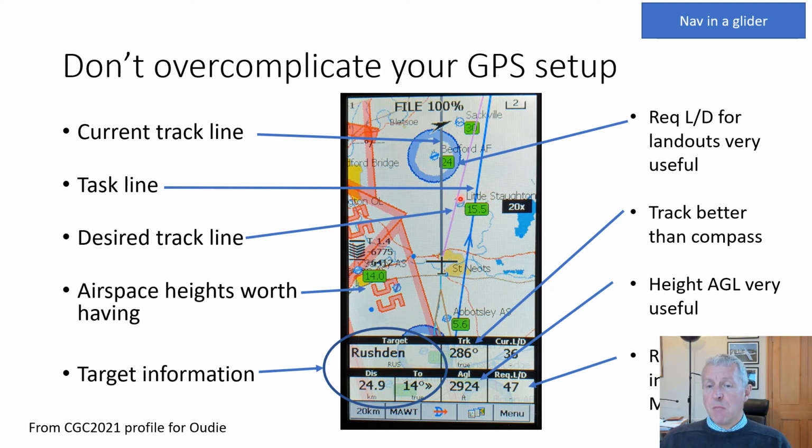I don't have any margin on that, so I might arrive quite low, but it gives me some comfort that I can get there. And if I choose an airfield as my target, then I'm going to see what that required lift drag is down here, and I can tell what I'm doing at the moment. So pretty simple GPS setup with just the key things that I need, not lots of stuff that I don't.